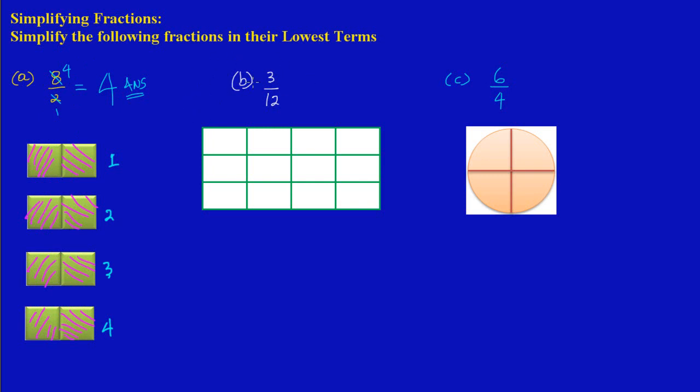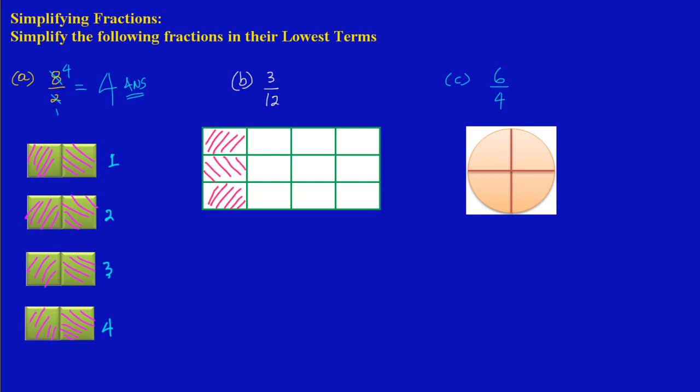Now in exercise B, they're asking us to shade 3 out of 12 parts. Good. So I'll be shading 3 parts out of 12. I have a total of 12, so let's count. This is 1, 2, 3, 4, 5, 6, 7, 8, 9, 10, 11, 12. So I'm going to shade 3 parts. That would be 1 part, this is another part, and this would be 3 parts.